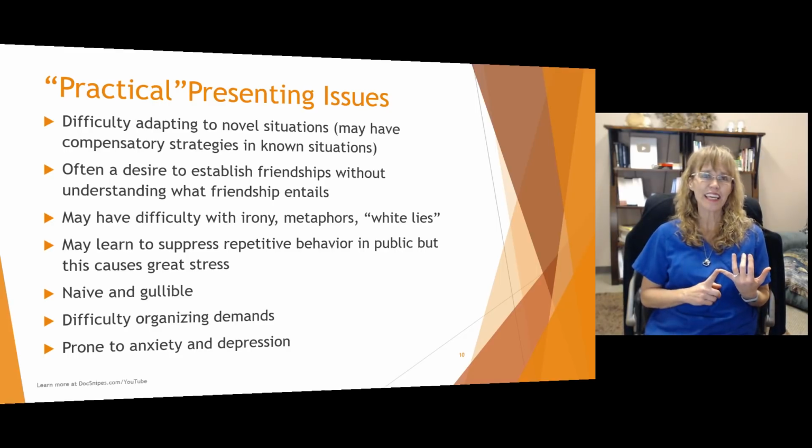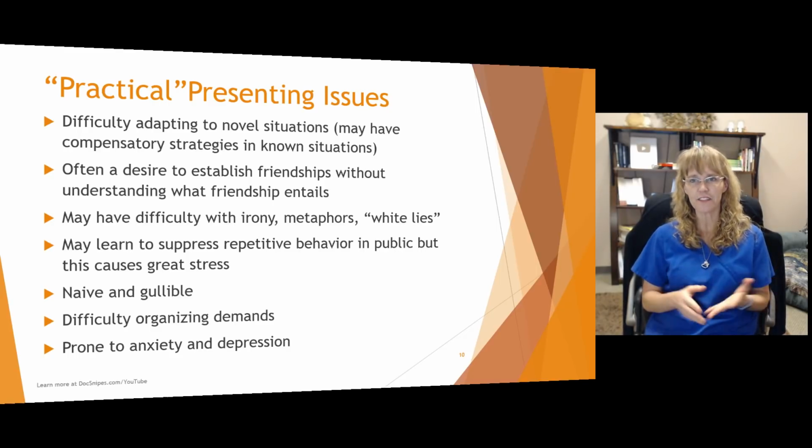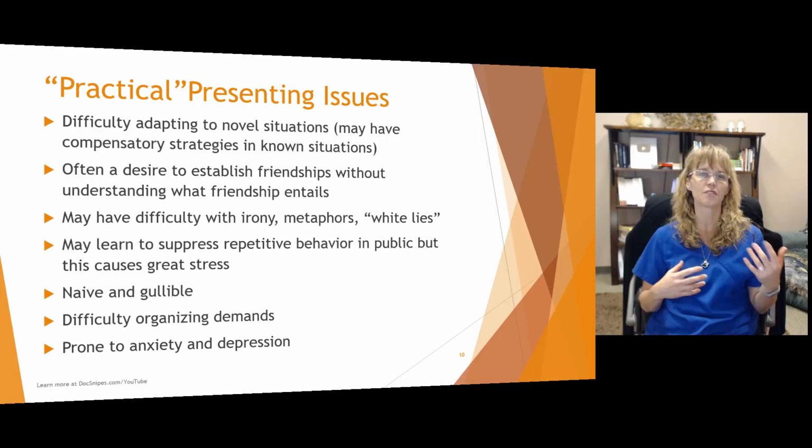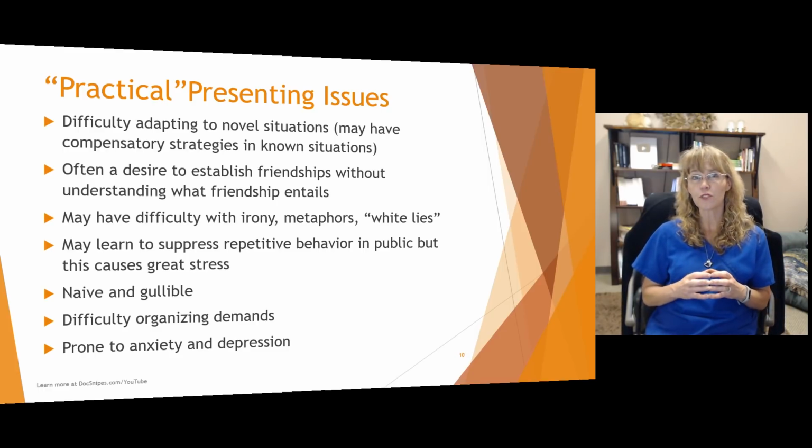They may be more naive and gullible because they have difficulty with irony and metaphors and things, and they have difficulty interpreting nonverbals. They may be more prone to be manipulated by malicious others. So we want to help them learn how to stay safe, learn how to identify safe people, for example.